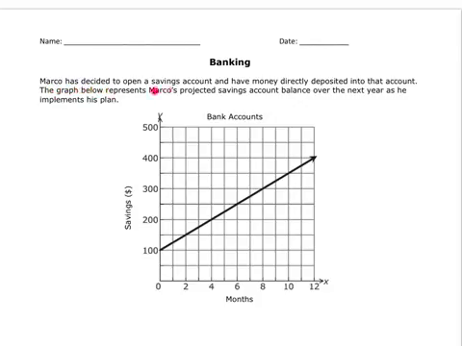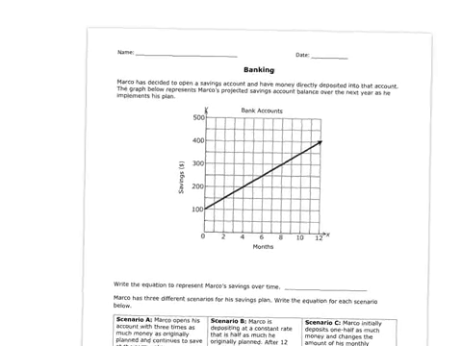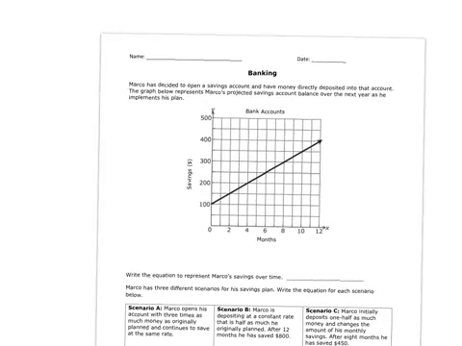Marco has decided to open a savings account and have money directly deposited into that account. The graph below represents Marco's projected savings account balance over the next year as he implements his plan. And so we see right here that his savings starts at $100, and it shows us his savings over a whole year, and he ends up at $400. Okay, so let's see what we need to know about this. Let's zoom out. There we go.